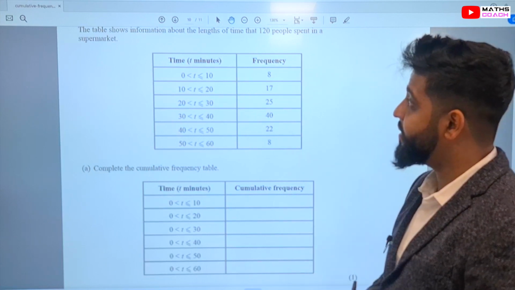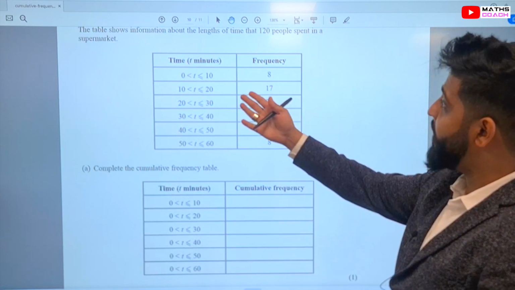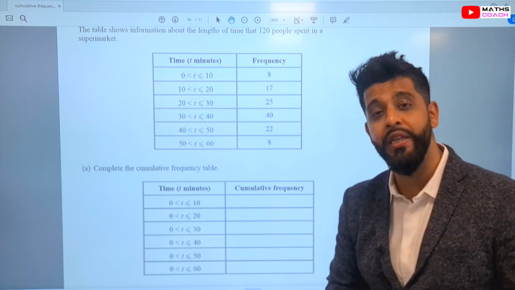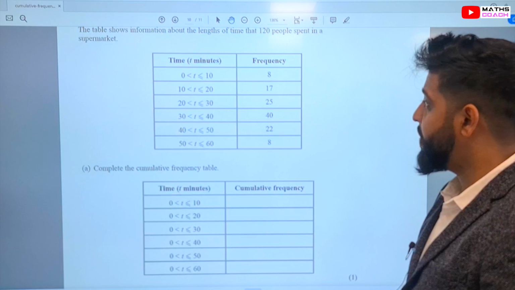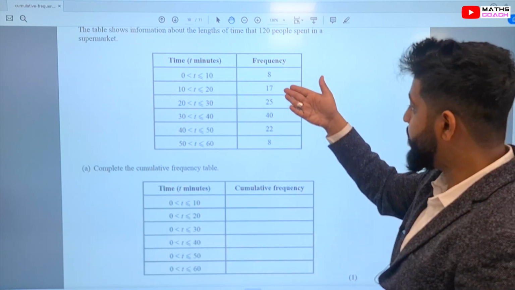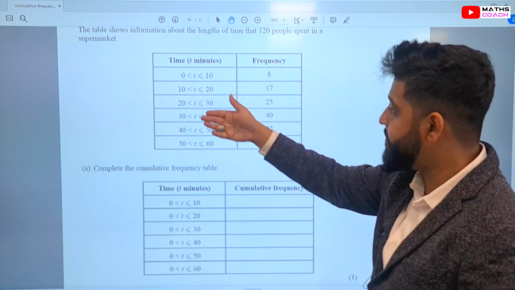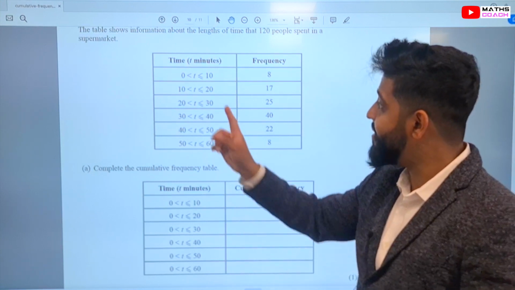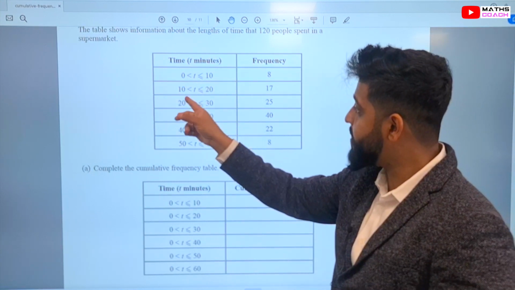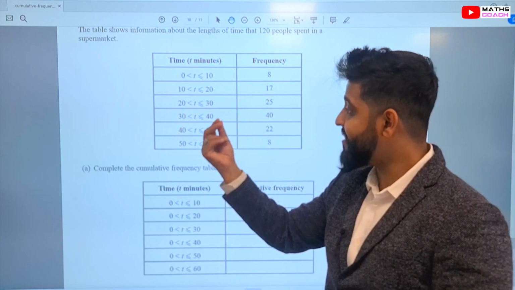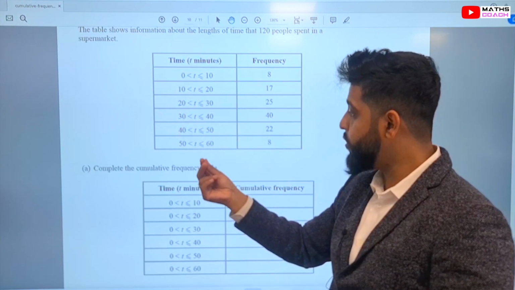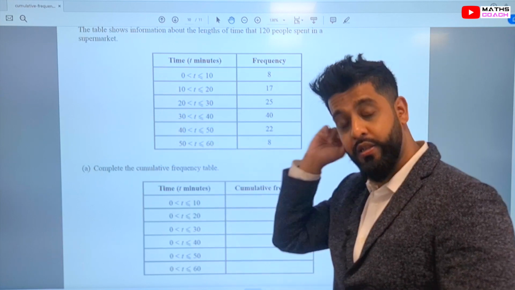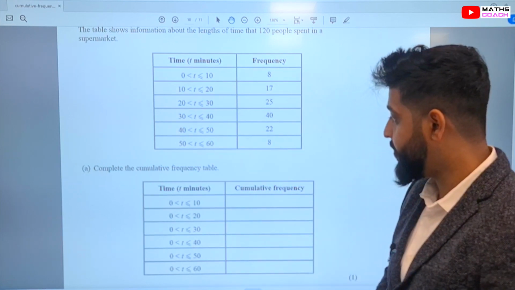So what does this question say? This question says that the table here shows information about the lengths of time that 120 people spent in a supermarket. So you can see here, you've got the frequency in this column and you've got the time in minutes in this column. Now, what's very important to understand is looking at what these signs are. So if you have a less than or equal to or greater than or equal to, just make a note of that. And I'll tell you more about that when I actually start constructing our cumulative frequency graph.